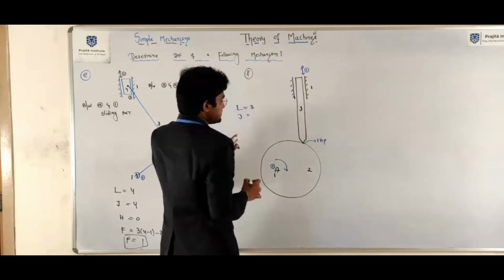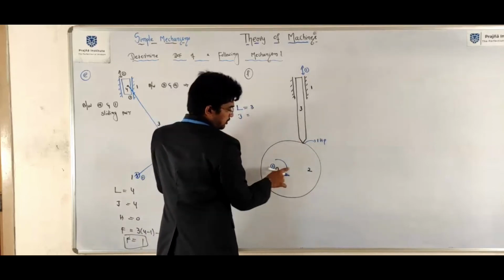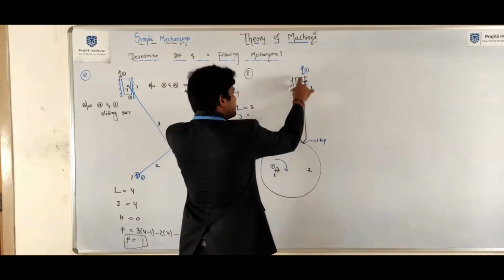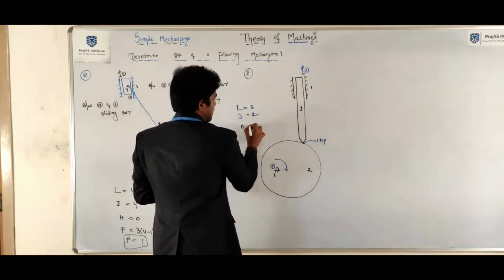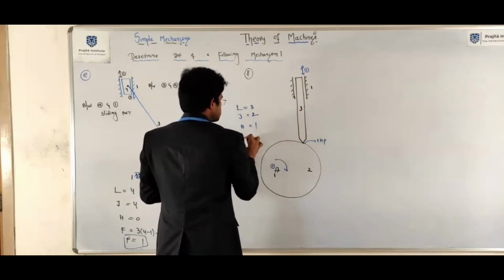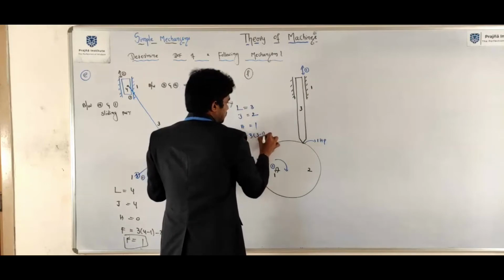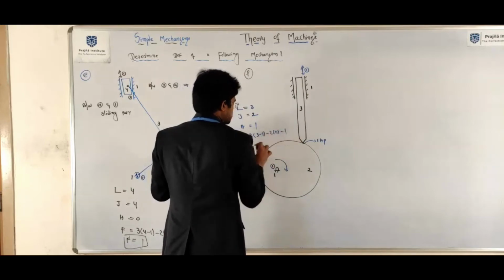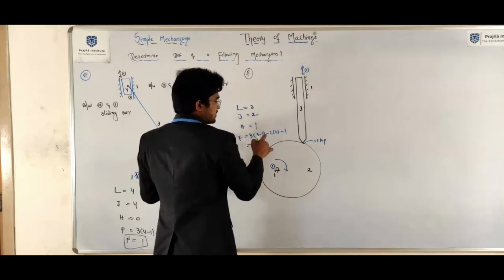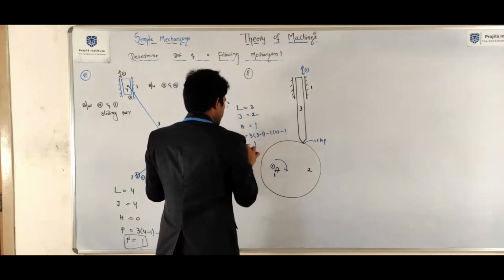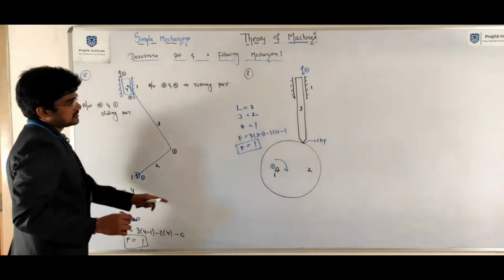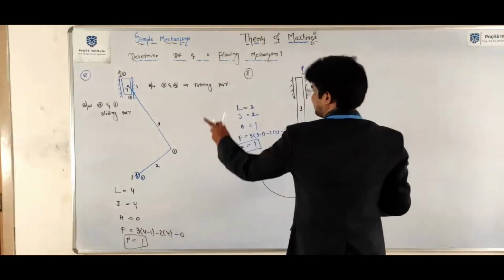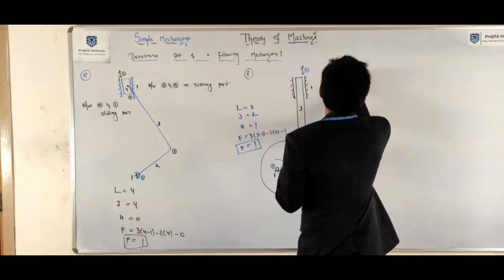Total number of binary joints: between 1 and 2 turning pair, between 3 and 1 turning pair. Total number of binary joints 2. Higher pair equal to 1. F is equal to 3 into 3 minus 1, minus 2 into 2 minus 1. How much is this? 6 minus 5, 1. Here, this is a knife edge follower. EFG.